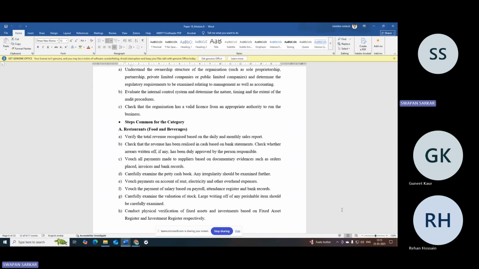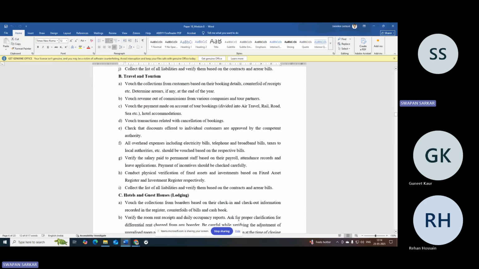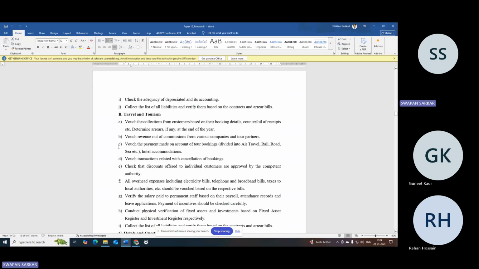Then vouch the payment of salary based on payroll, attendance register, and bank record. Carefully examine the valuation of stock. Large writing off of any perishable item should be carefully examined, and conduct physical verification of fixed assets and investment based on fixed assets register and investment register respectively. Check the adequacy of depreciation and collect the list of all liabilities and verify them based on contracts and arrear bills.